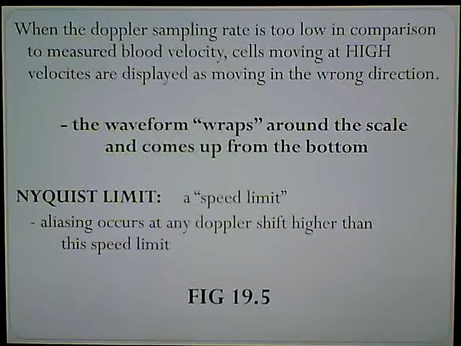So when the Doppler sampling rate is too low in comparison to the measured blood velocity, cells moving at high velocities are displayed as moving in the wrong direction. That wraparound effect that we showed, because it's below the line, insinuates that because it wrapped all the way around, we have blood going in both directions. That is not the case. The waveform wraps around the scale and comes up from the bottom.